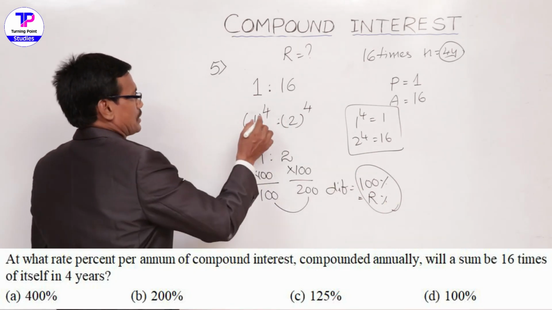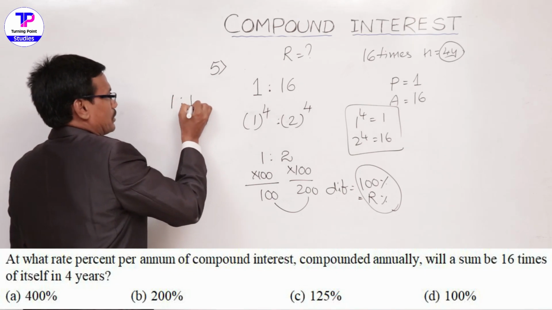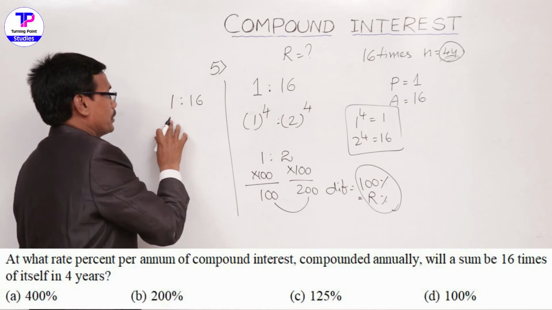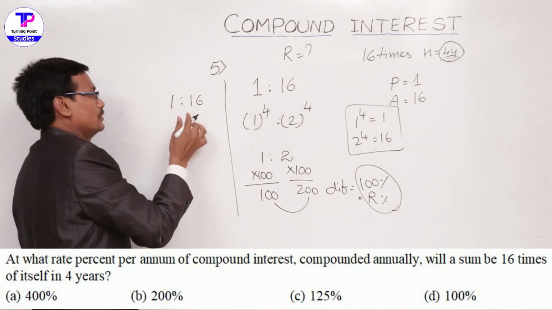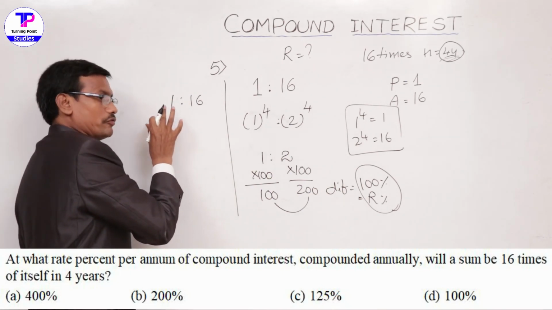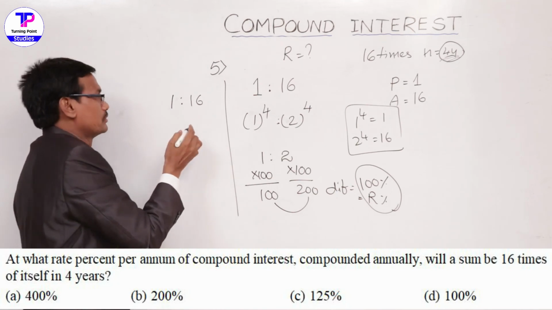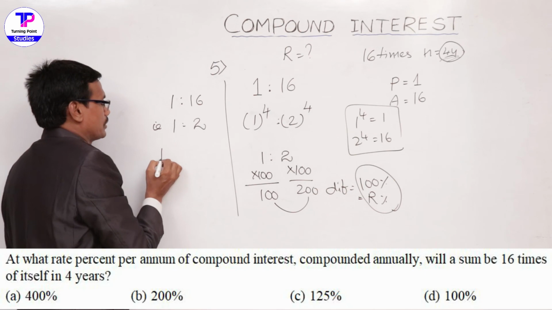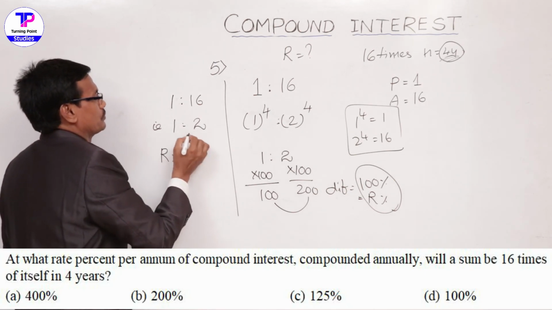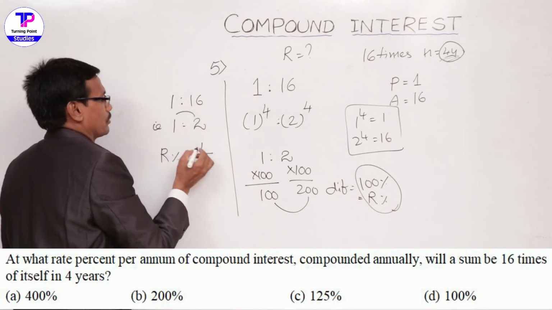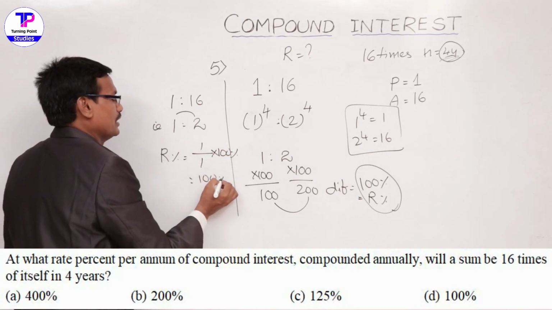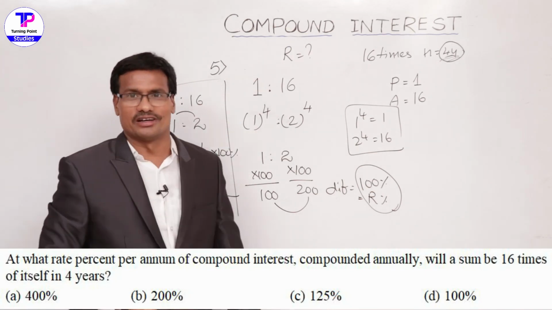Otherwise, here 1 is to 16. I want the fourth power. Sorry, this is equal to 1 to the power of 4, and this is equal to 2 to the power of 4, no? That means 1 is to 2. So what is the rate of interest? So rate percent is equal to the difference, how much? 1 by 1 into 100 percentage. This is equal to 100 percentage, like this.